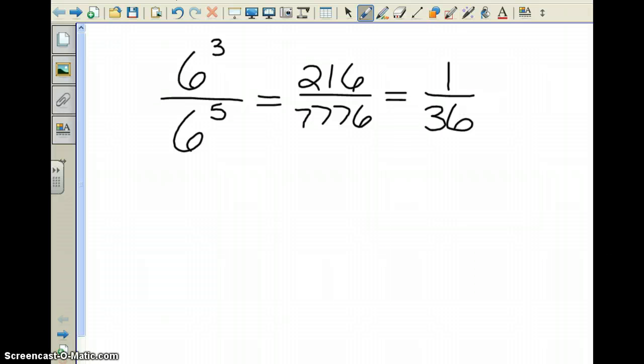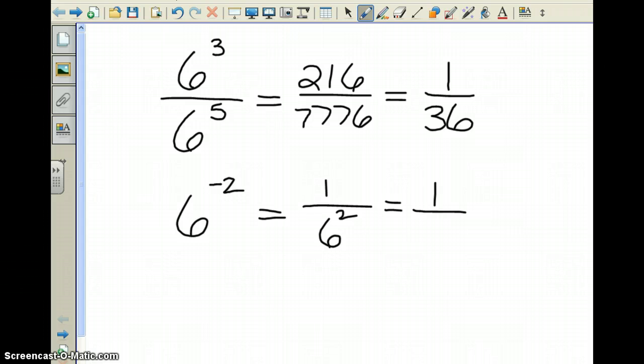Now, hopefully you're thinking that it would make sense that if I added exponents when I was multiplying, now when I am dividing with the same base, I should be able to subtract the exponents. So let's check this. If I keep my base of 6 and do 3 minus 5, that should be -2. And here we are with our negative exponent rule. This will become 1 over 6 to the positive 2, which will make 1 over 6 squared, which is 1 over 36, and we get the same exact fraction.